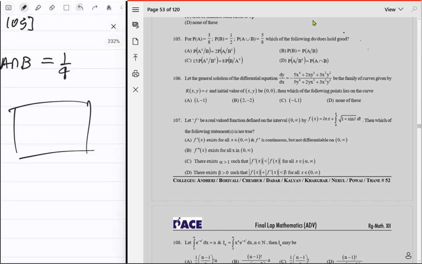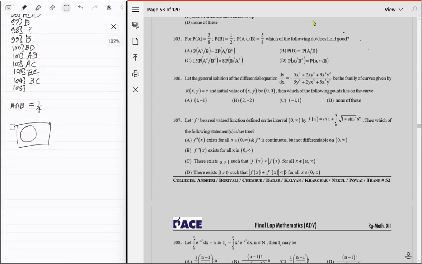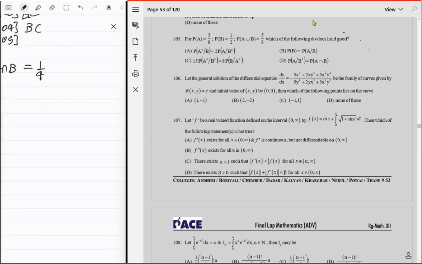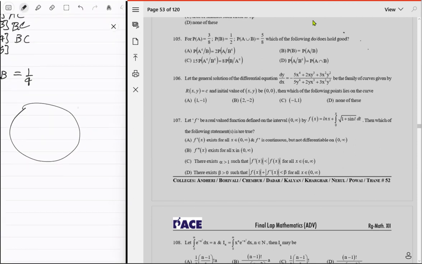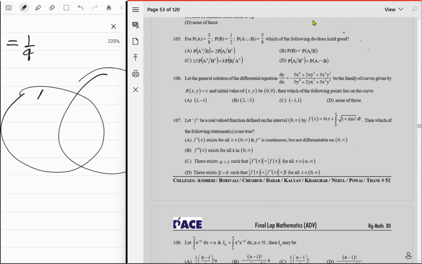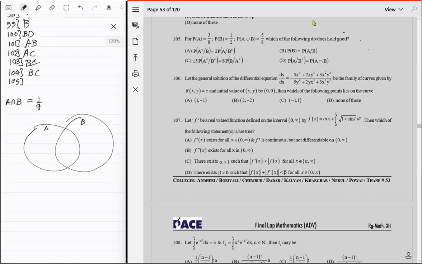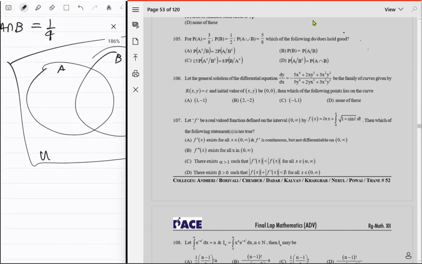This whole set is for A. Actually, you know what? I should draw a bigger figure. So something like this. This is for A. This thing is for B. And the outside is just the universal set. Okay, this is A intersection B. You get the thing.